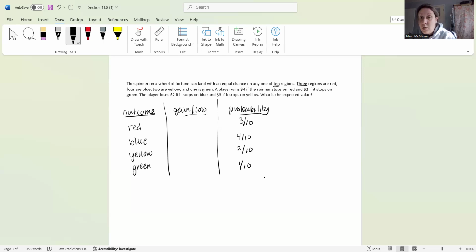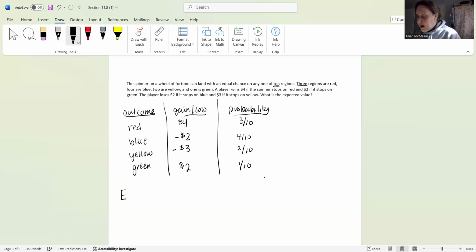Now let's talk gain or loss, okay? A player wins $4 if the spinner stops on red. So they win $4 if it stops on red. They win $2 if it stops on green. All right. The player loses $2 if it stops on blue. And they lose $3 if it stops on yellow. Now, you don't have to pay. It's not like you're paying to buy a ticket. You either win money or you lose money depending on where you land, okay? So the gains and losses are pretty straightforward in this situation.